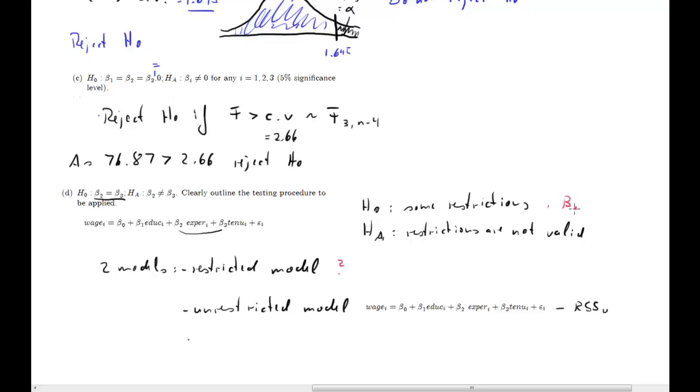Let me just copy it again. Beta 2 is equal to beta 3. So what we do is we'll basically replace the beta 2 here with a beta, and the beta 3 with a beta 2, because the null hypothesis tells us they should be the same. Then we can simplify the model somewhat. We can say beta naught plus beta 1 times education plus, and now we have two terms with beta 2, so we factor out the beta 2, plus beta 2 times experience plus tenure, plus an error term. So this is basically now going to be the restricted model.